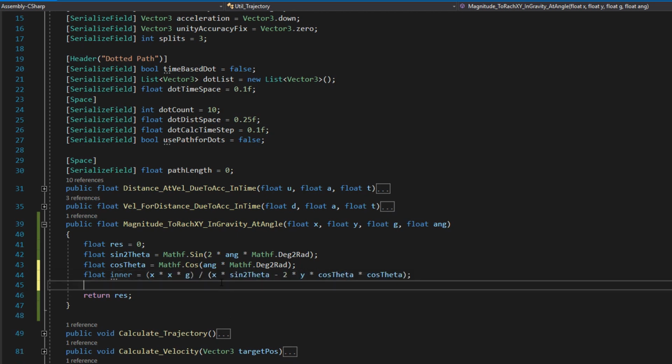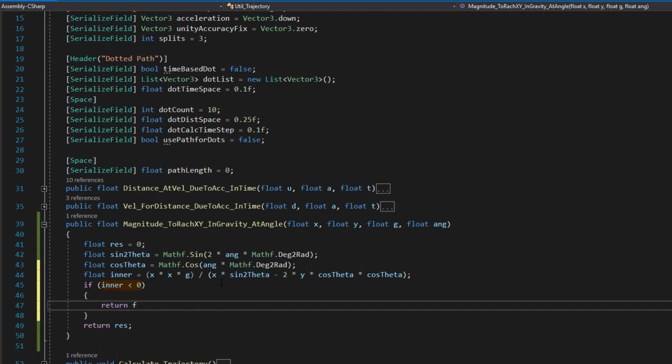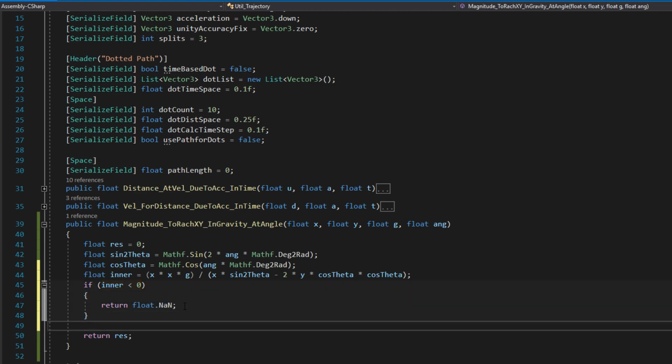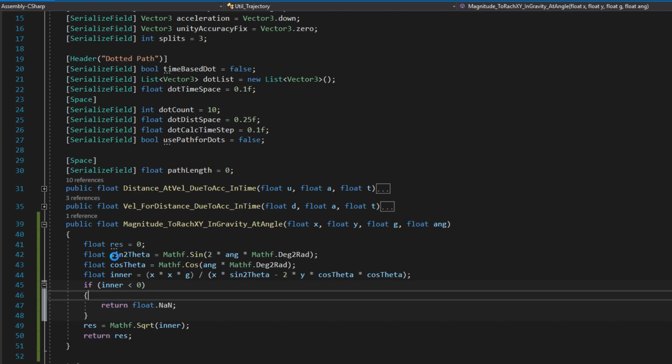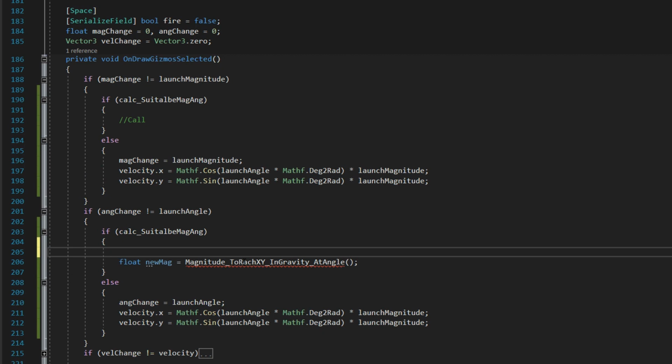So before taking the square root of this inner equation, I'm gonna check if the result is negative or positive. Why, you ask? It is because if this is a negative number, we cannot take its square root because it is an imaginary number. So if inner is less than 0, we're gonna return none. Otherwise, I'm gonna take the square root. So let's check if this works, and let's pass the values.